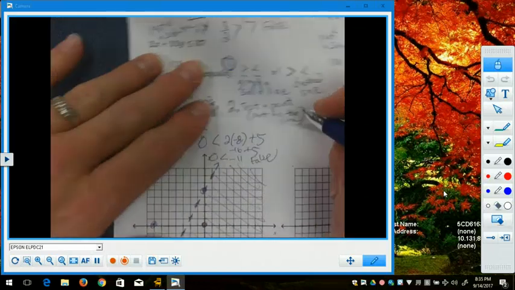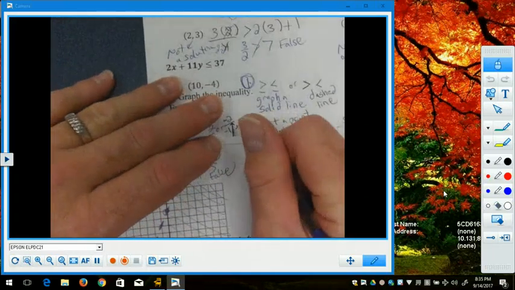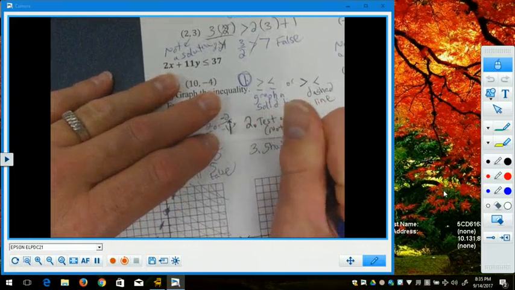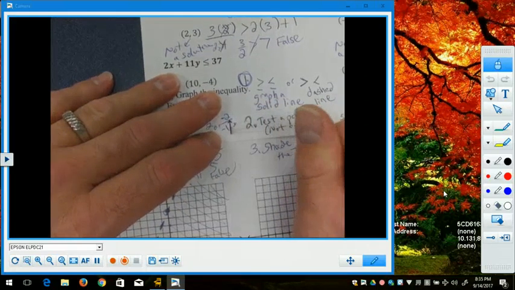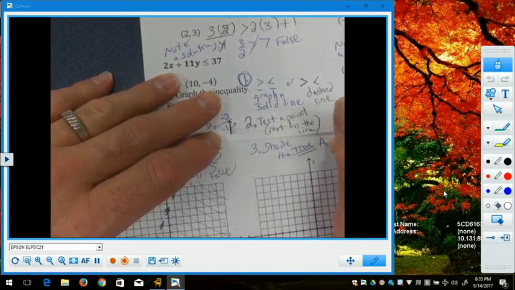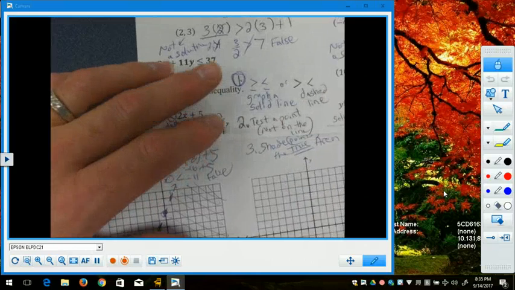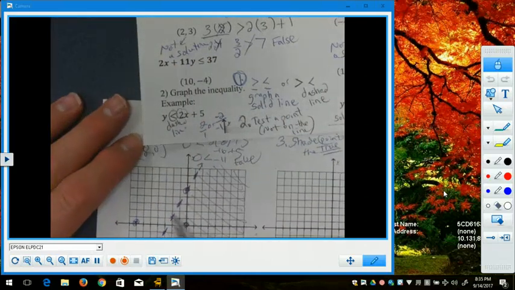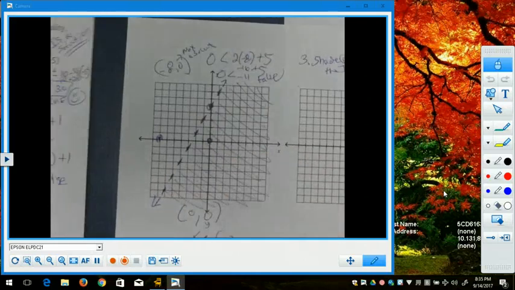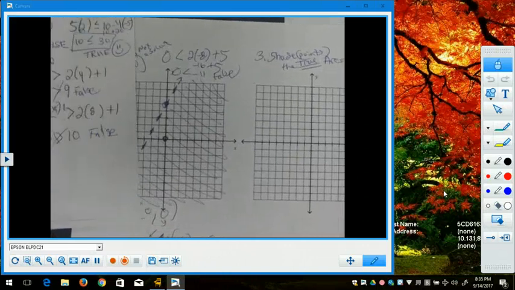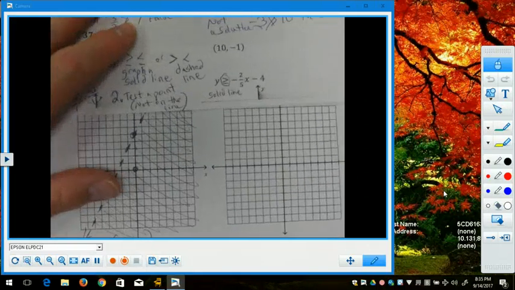So step 3 is to shade the true area, or the points that are true. Every point on this side is true. Every point on the other side is false for that inequality. We're going to look at one more example of this.